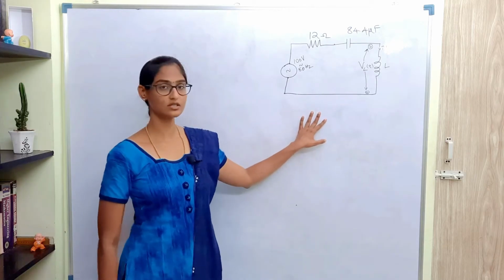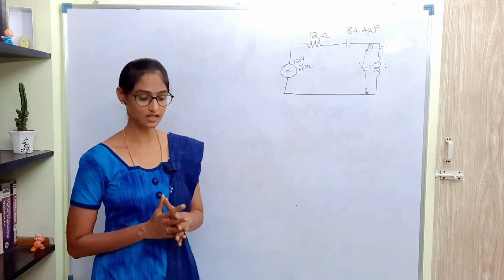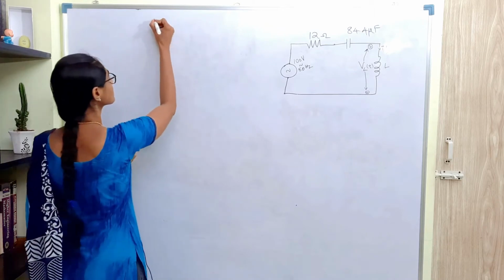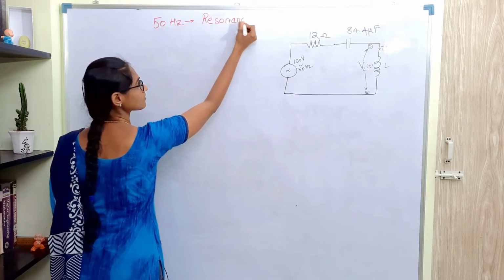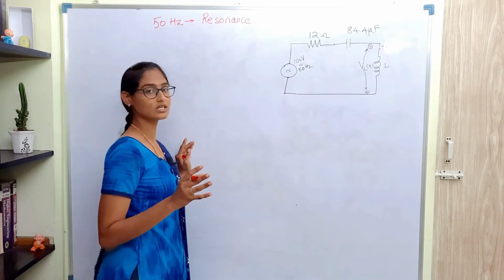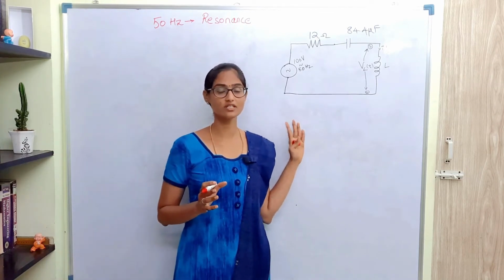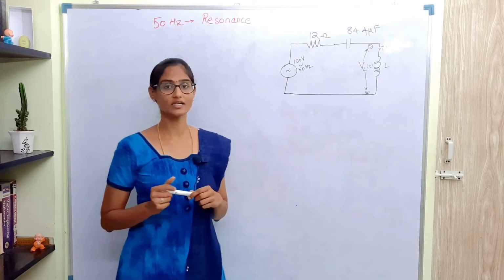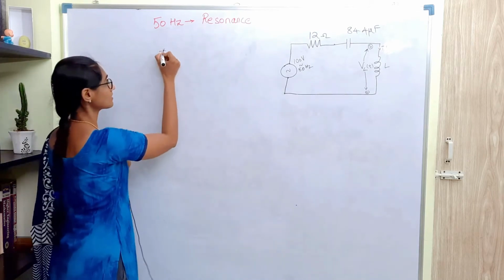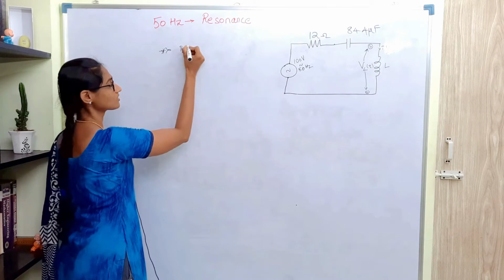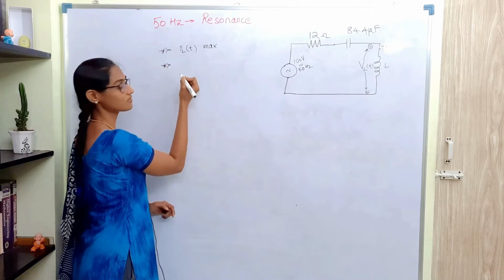This is the circuit given in the problem. It is mentioned that the circuit is at resonance. So this means that at 50 Hz, resonance is happening. So what is the resonant frequency? The angular frequency is 2 pi into 50. At this frequency, we are said to have a resonance condition. At resonance condition, three things will happen. One is the response will be maximum. Next is the reactive part will vanish.